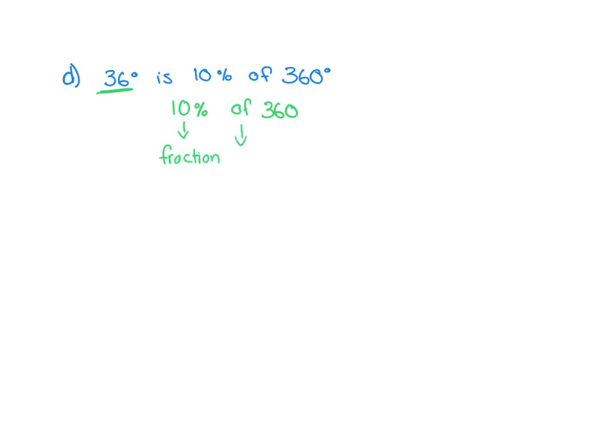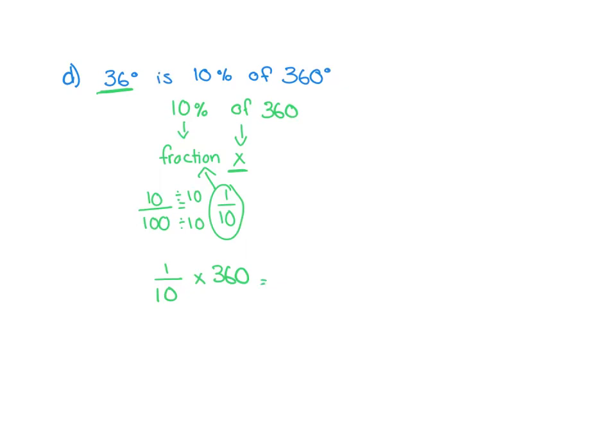And remember that of is usually code for multiplying. So 10% as a fraction, well, we know that to go from a percent to a fraction, the percentage is our numerator, and it's out of 100 because all percents are out of 100. So 10 out of 100, which is the same thing as 1 out of 10, right? Because we can divide both of these by 10. So this will be our fraction, and then we're going to multiply it by 360. So if we go 1 out of 10 times 360.